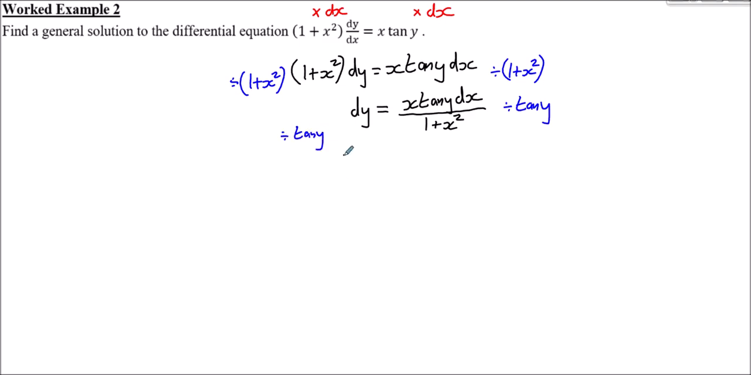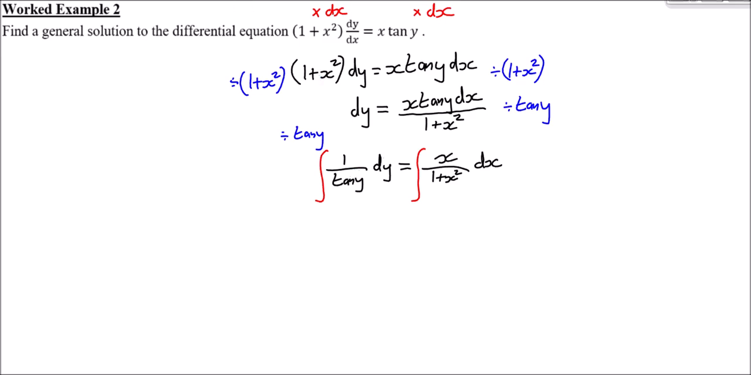That then gives me 1 over tan y with respect to y. I'll just be x over 1 plus x squared dx. At this stage, everything to do with y is together. Anything to do with x, again, is together over here. I can now integrate both sides with respect to y on this side, with respect to x on the other.